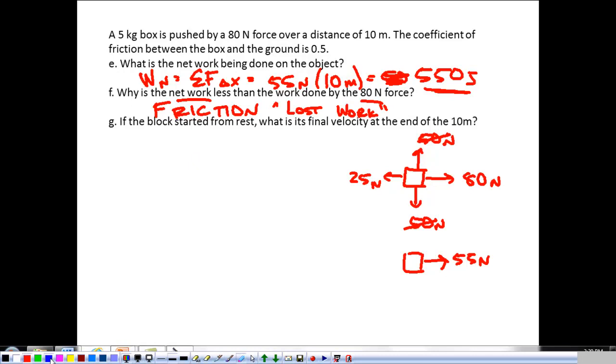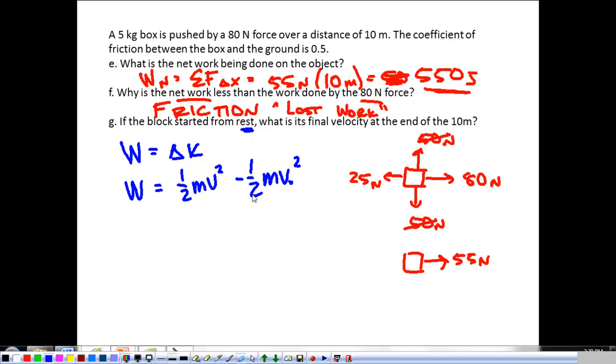Now, the last part, if this block started from rest, what's its final velocity? Well, let's use the work energy theorem. Work is equal to the change in kinetic energy, or work is equal to 1/2 m v final squared minus 1/2 m v initial squared. Now, if we started at rest, that means v initial is 0, so the initial kinetic energy is 0. So my work is equal to 1/2 mass times velocity squared. So my work, 550 joules, is equal to 1/2 times 5 times velocity squared.